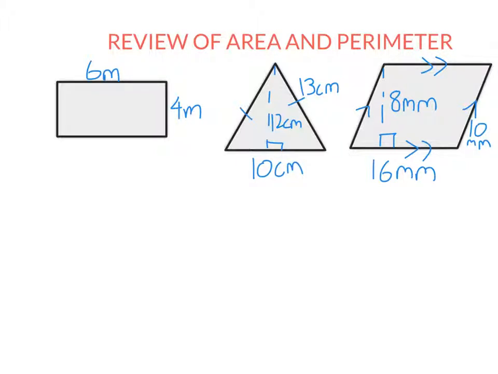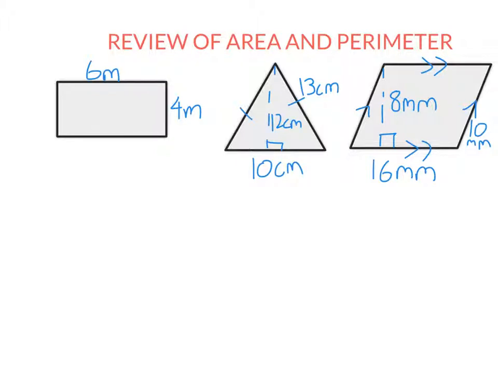Perimeter is easy. It's just the length around the outside of a 2D shape. So you just take the lengths of each of the sides and add them up. Perimeter is always measured in meters or centimeters, millimeters, or whatever. It's area that's measured in meters squared or centimeters squared or whatever.